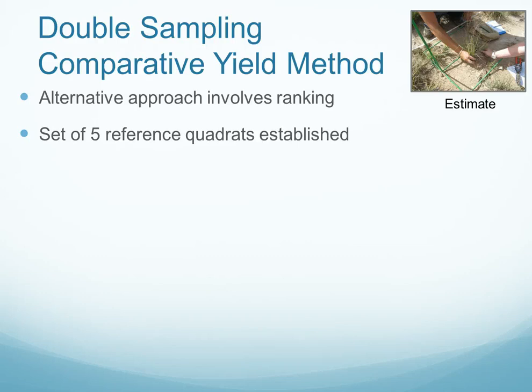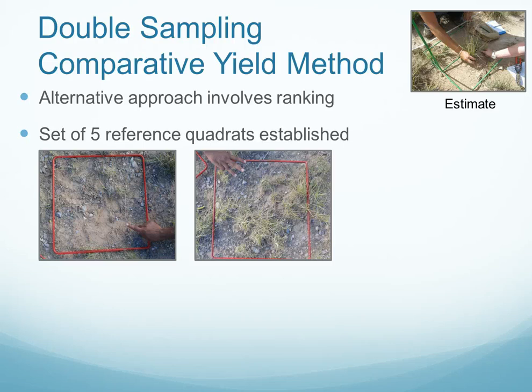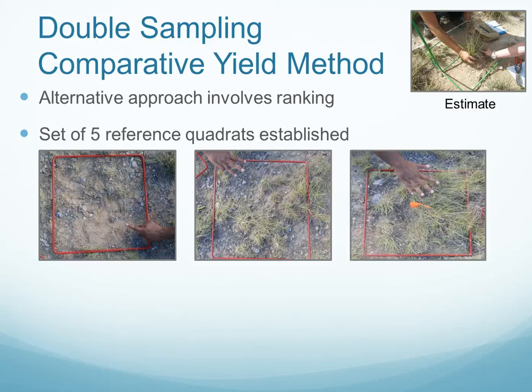Comparative yield is an alternative approach to using a double sampling approach that involves ranking. It involves a set of 5 reference quadrats that are established at the site where we're doing our sampling. Usually we start out by establishing the first 3, number 1, number 3, and number 5. Number 3 is established in an area that has about a moderate amount of vegetation for the site.